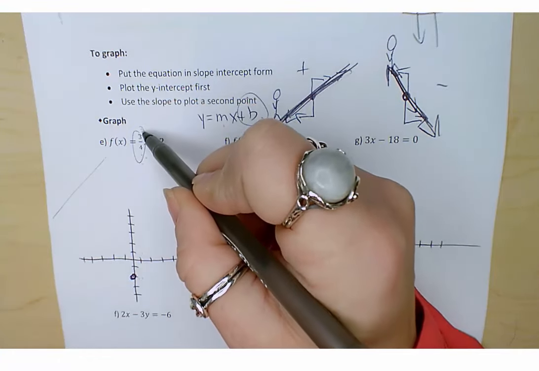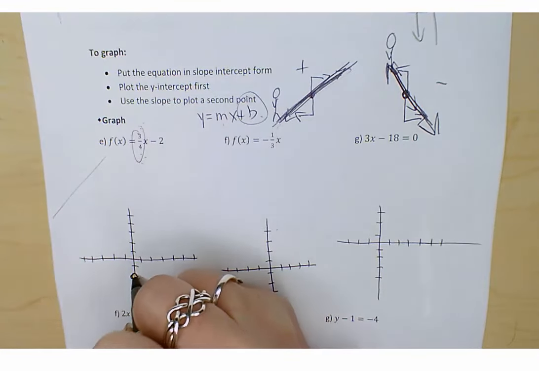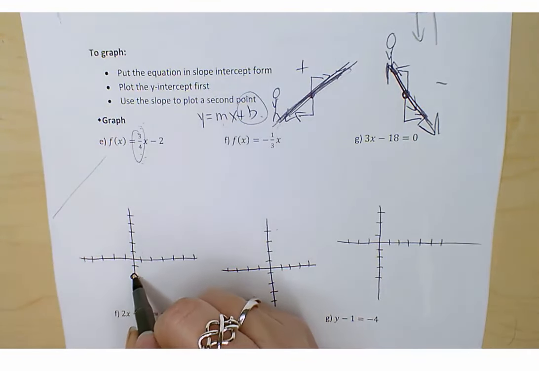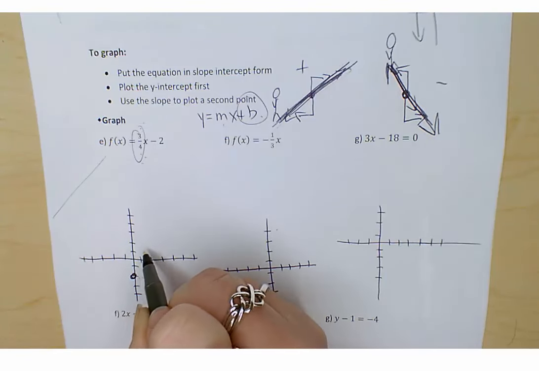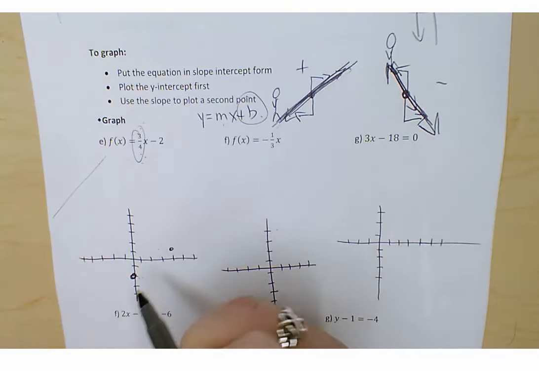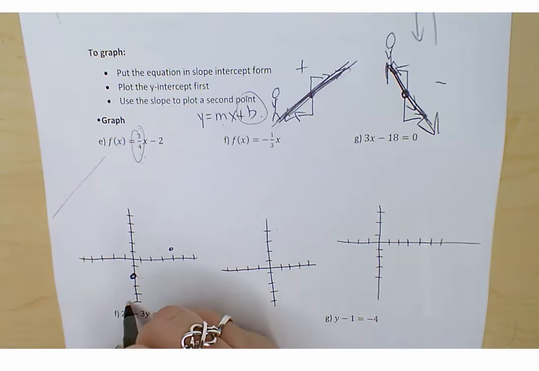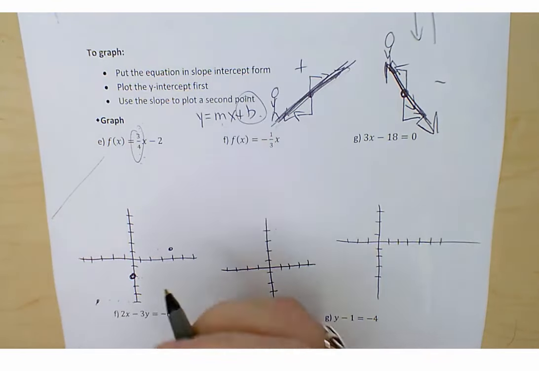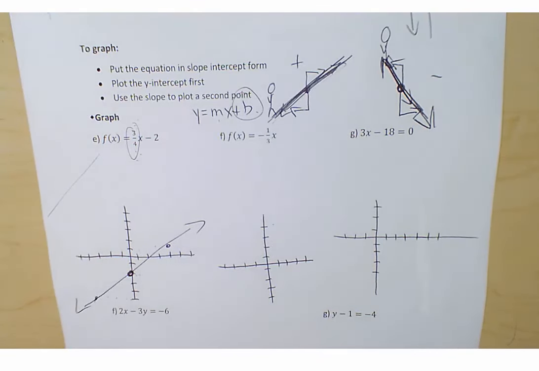Rise over run. Your numerator is your up and down. Your denominator is your left and right. So from this point, up 3 over 4. So up 3, 1, 2, 3, over 4, 1, 2, 3, 4, right over there. Also down 3 over 4. Your points should line up. Connect the dots. There is your graph.